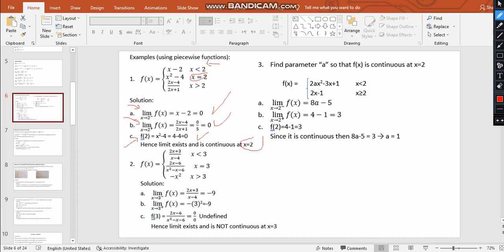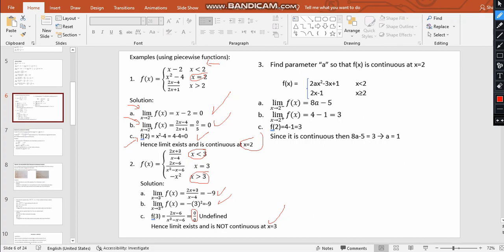For the second one, limit as x tends to 3 from the left, you're going to have minus 9. From the right, also minus 9. But f of 3, you can see 0 over 0. 0 over 0 is undefined. So we say the limit here exists because left equals right, but it is not continuous. So here it is not continuous.